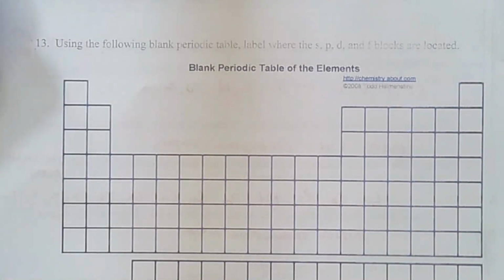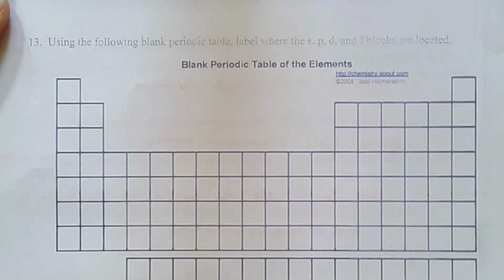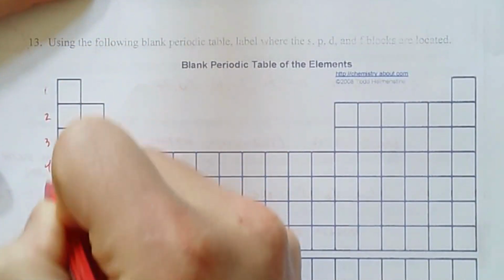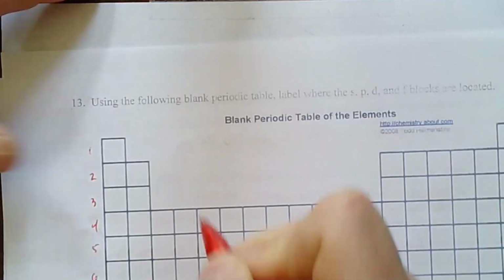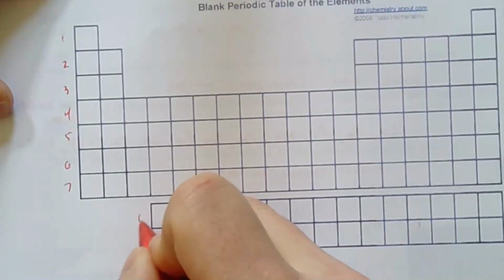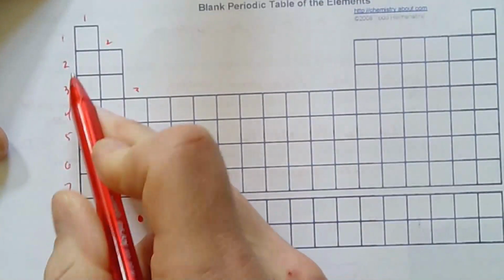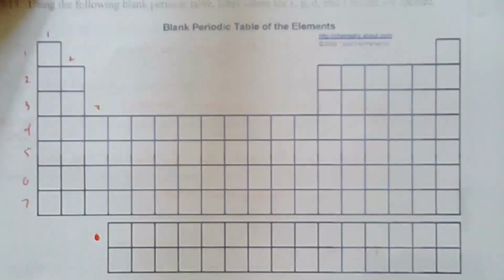Alright, in this video, we're going to learn how to use the periodic table to do electron configuration for us. Basically, how to read the periodic table. So in order to start this, let's get our rows, and first of all, we'll just number down the side 1 through 7.